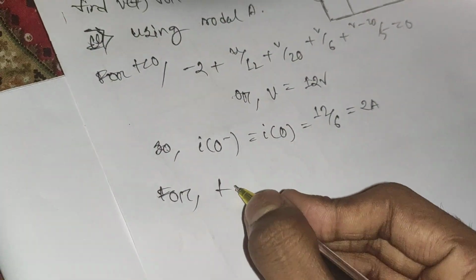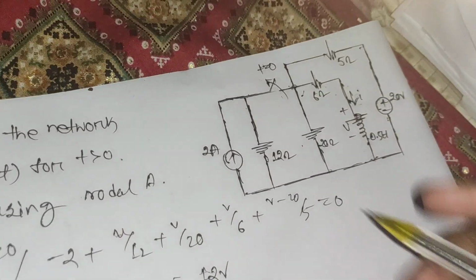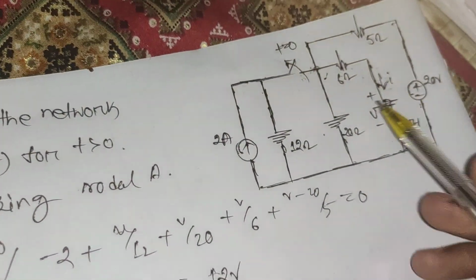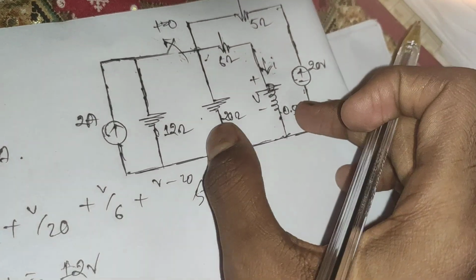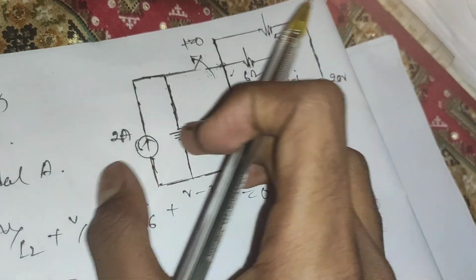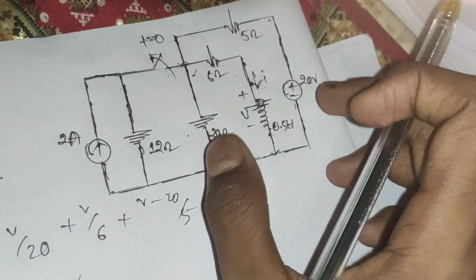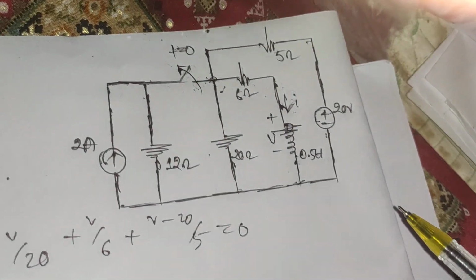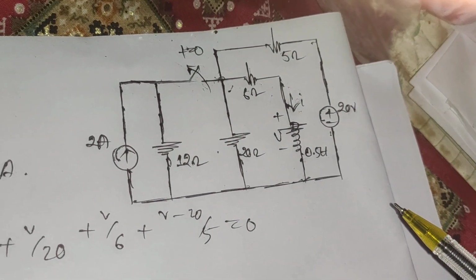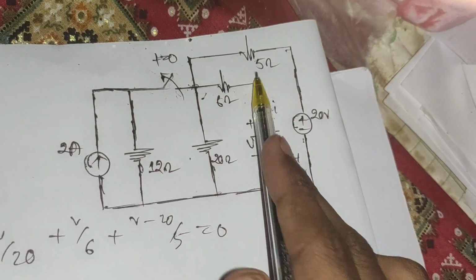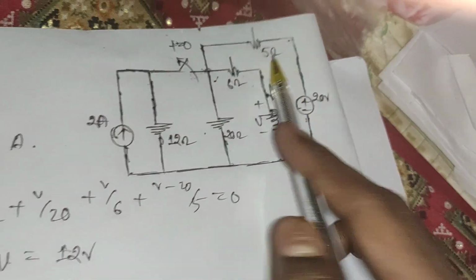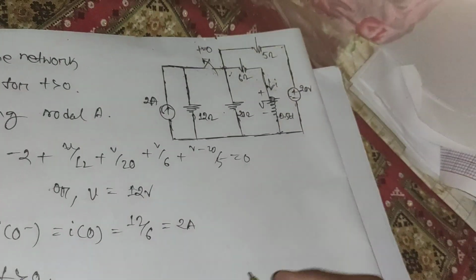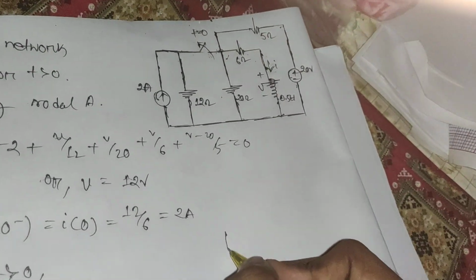Now calculate this for t greater than 0. For t greater than 0, the switch is opened, right? If the switch is opened, then we have this portion of the circuit. This portion is out of consideration. So let's quickly redraw, and we can do source transformation here. We make this a current source, with this 5 ohm in parallel. So the circuit will look something like this.